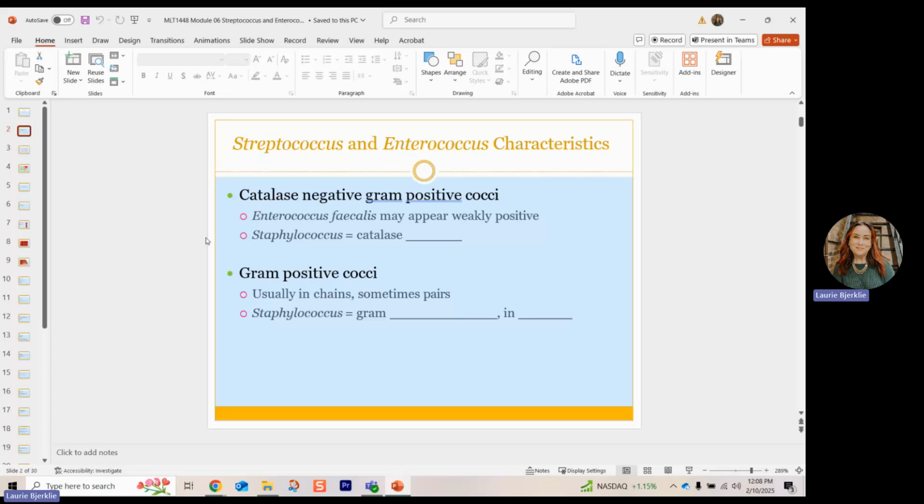Again, they are gram-positive cocci. They typically occur in chains. There is one strep that we will learn that likes to be in pairs. Staphylococcus, as we learned last week, was gram-positive cocci in clusters. So there's a little bit of a difference there on the gram stain.